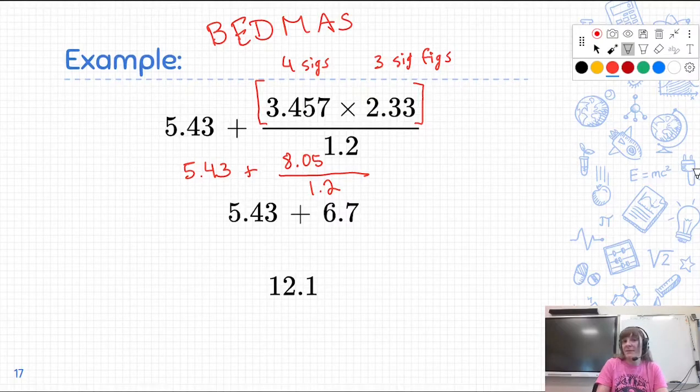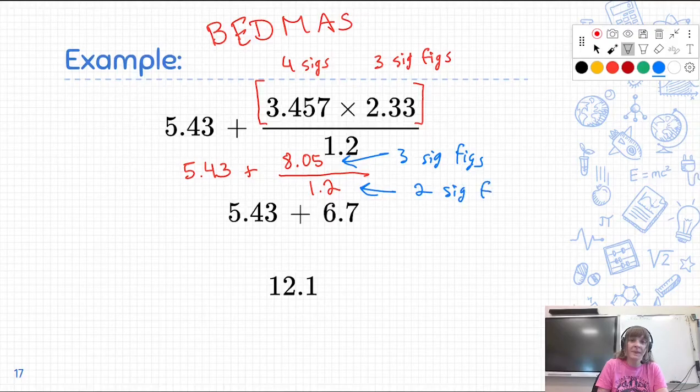Now, we don't have any exponents, but we do have a division. So what we're going to do is we're going to do our division. So we look at the number of sig figs. Let's do this in a different color. So we have 3 sig figs here, and we only have 2 down here. So our answer is going to end up with two significant figures like we see here. Okay? So 8.05 divided by 1.2 gives us 6.7.